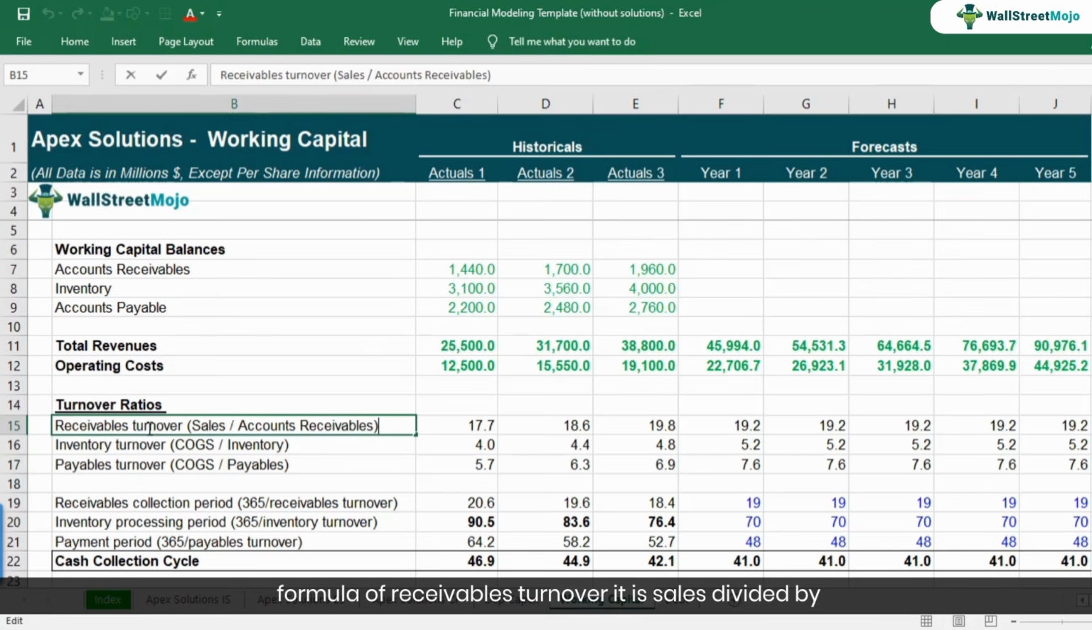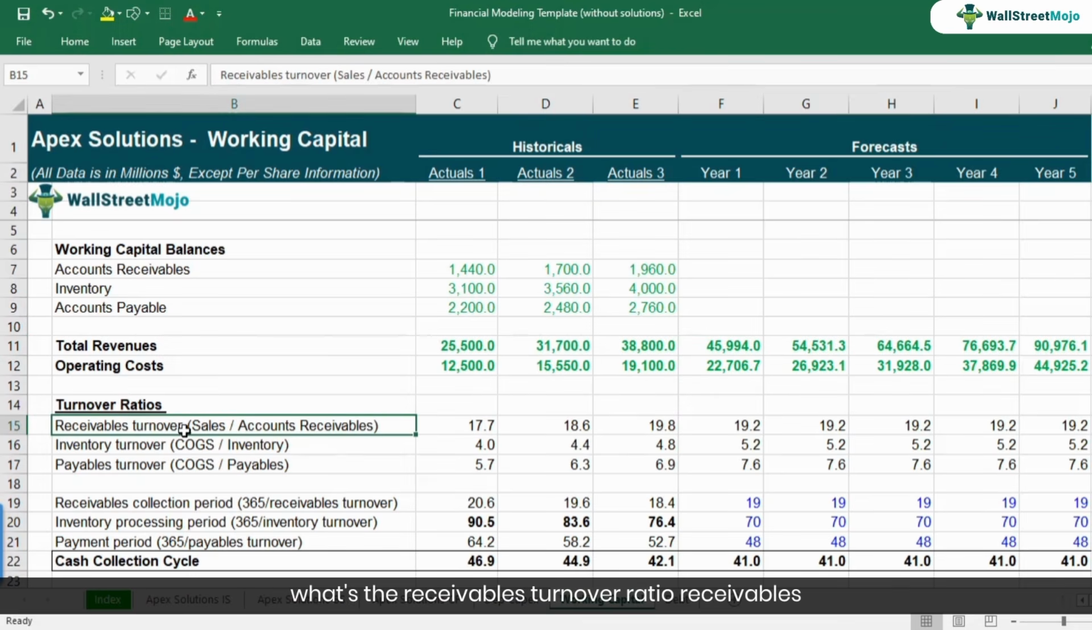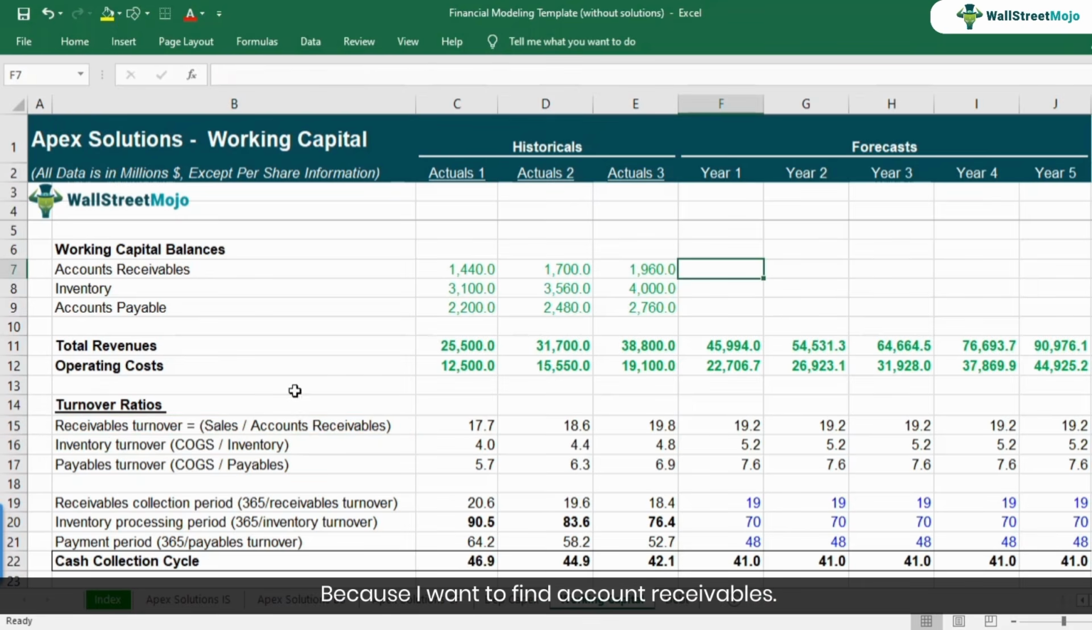Now think about it. What's the formula of receivables turnover? It is sales divided by accounts receivables, right? We already know the sales numbers, right? This is 45994. We also know the receivables turnover ratio. Receivables turnover ratio is equal to sales divided by accounts receivables. So can I find the missing number, that is accounts receivables here?